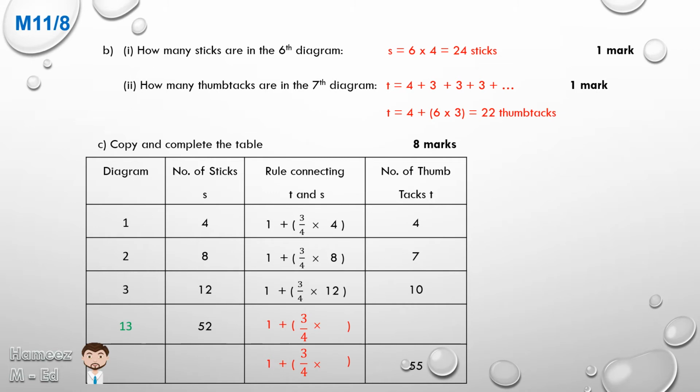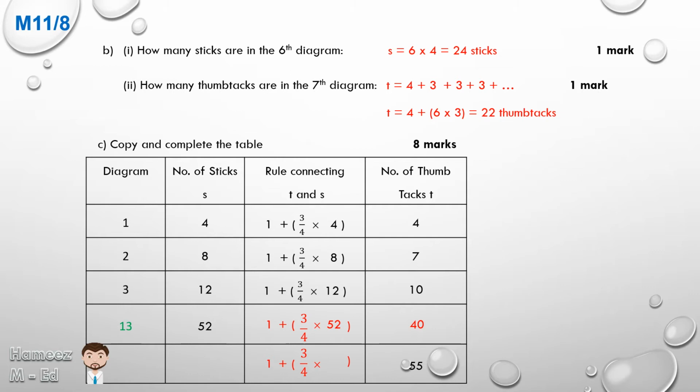So in our fourth row, where we have 52 sticks, then it would be 1 plus 3/4 times 52. And we can use our calculator and solve that. Of course, 4 into 52 is 13, 13 3s are 39, 39 add 1 equals 40. And in our last row, they gave us the number of thumbtacks, 55. And we needed to work backwards to get the number which is missing, which is S.